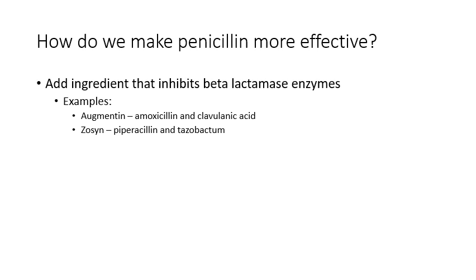So one thing that we can do is add an ingredient that will destroy that beta-lactamase enzyme, right? And that would be things like in the antibiotic Augmentin, we have amoxicillin, which is the beta-lactam drug, and then we add this clavulanic acid, which is going to inhibit the beta-lactamase so that the bacteria are no longer resistant to it.